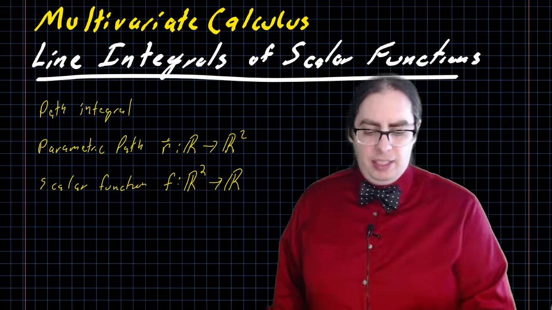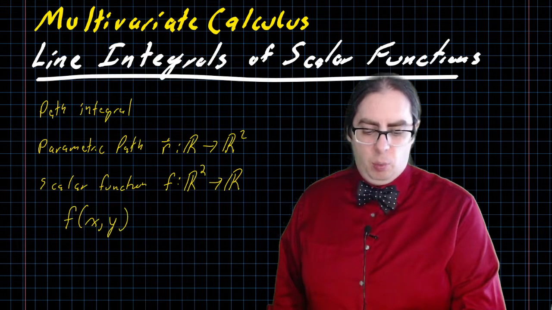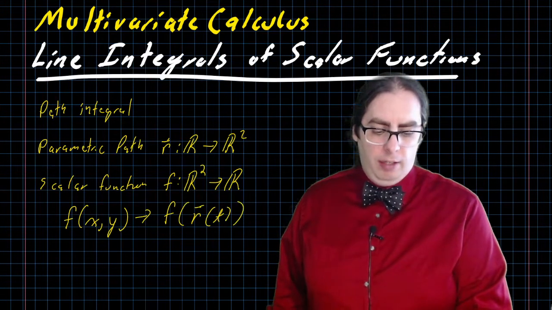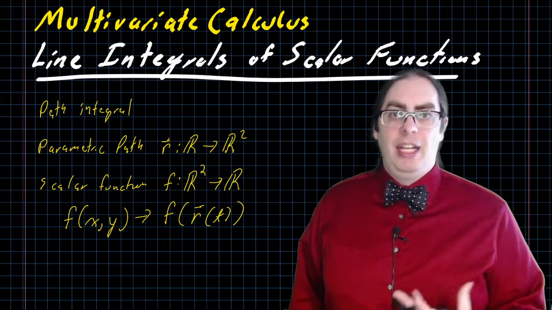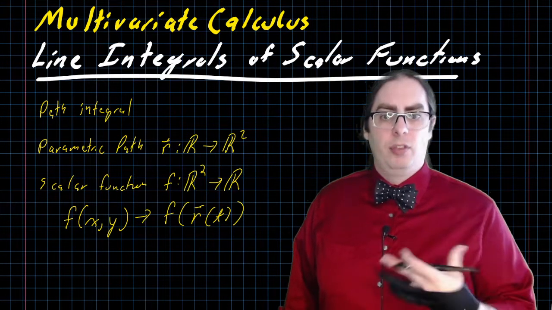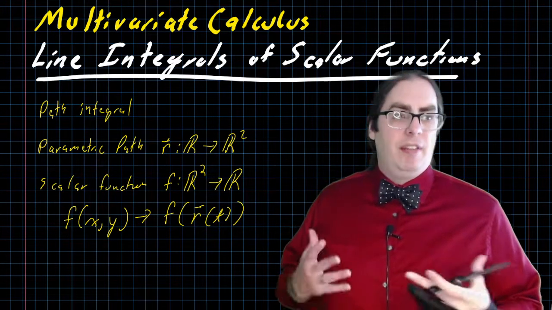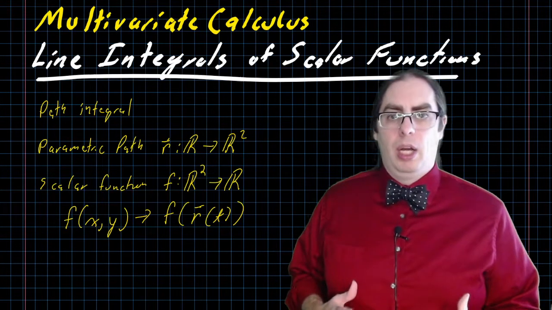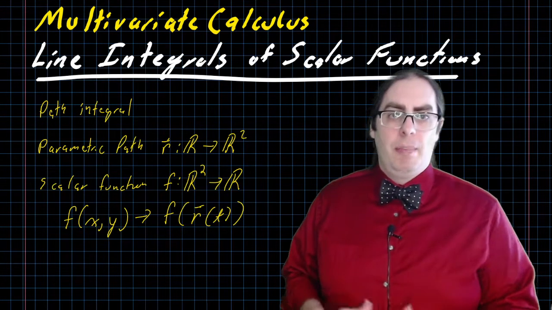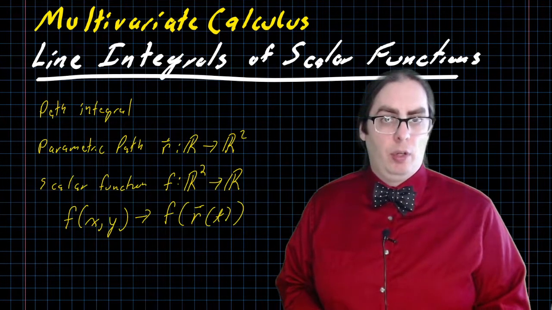And the key idea here is that instead of thinking about this as f of x and y, we're going to think about this as f of r of t, as a composition, and try to figure out how these things are related. So there's the big idea, the overarching idea of what we're talking about here. Instead of thinking about an area and thinking about our two coordinates as being independent, we're going to link those two coordinates together by restricting ourselves to a parametric path and trying to integrate over that.